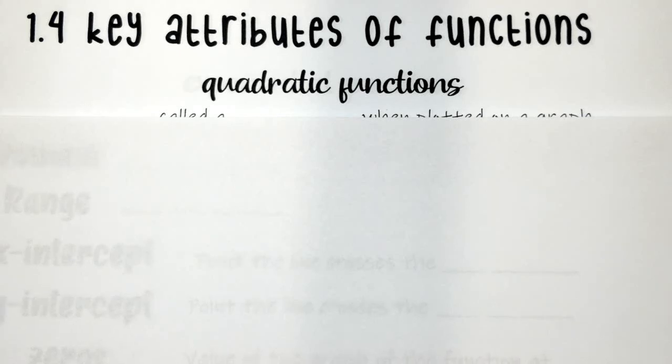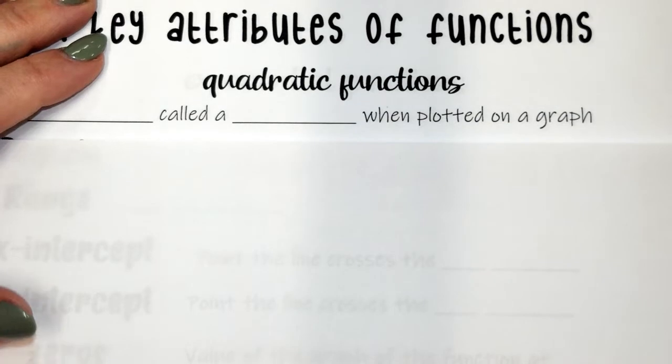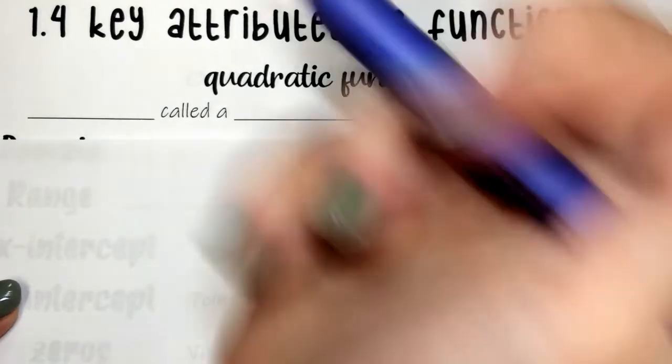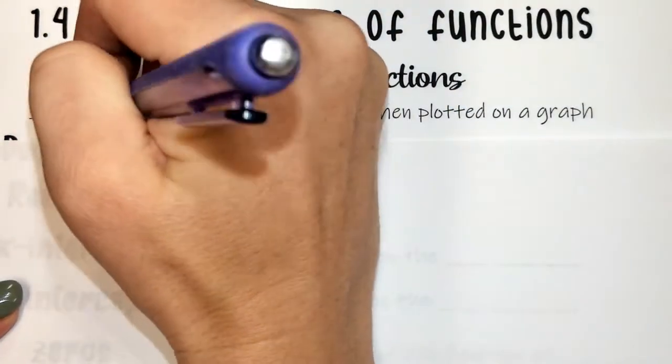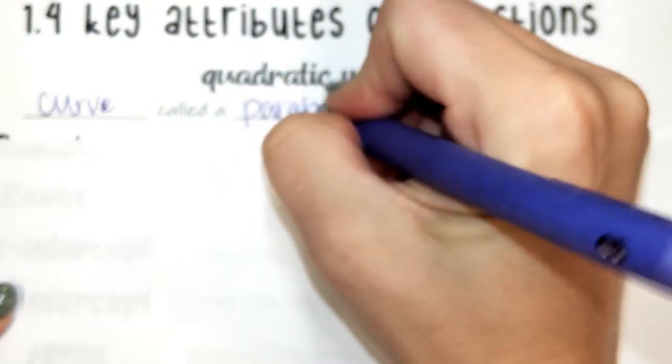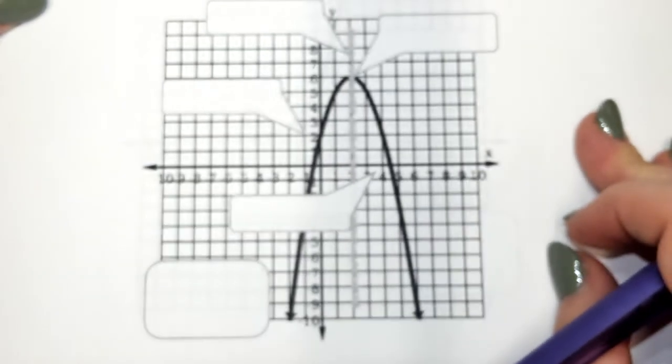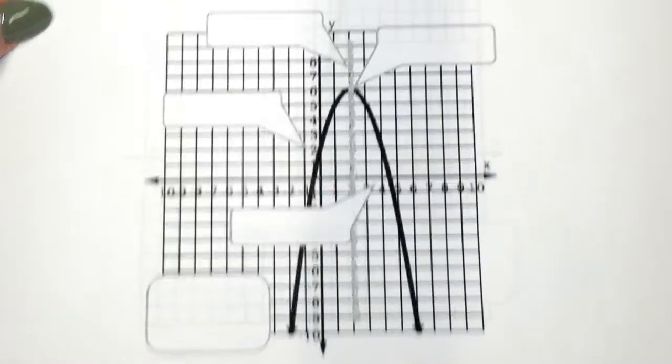Key attributes of our quadratic graphs, or our quadratic functions. These are going to be a curve called a parabola when plotted on the graph. So this is our quadratic function graph, and you can see it is a curve. So let's look at these piece by piece.